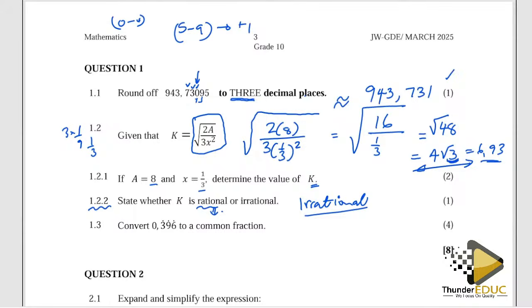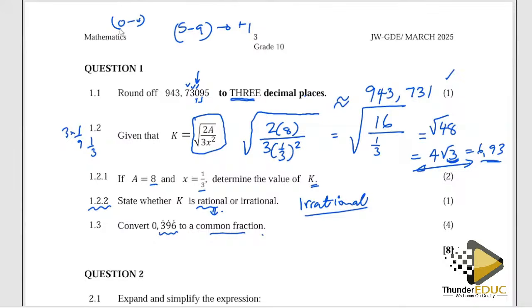Alternatively, if you look at the decimal answer that you get, you should be getting 6,92823 plus. There is no connectivity in terms of the pattern of the numbers. So it's not recurring. So that is irrational. And then 1.3, they want us to convert 0,396, where these 3 numbers are recurring, to a common fraction.